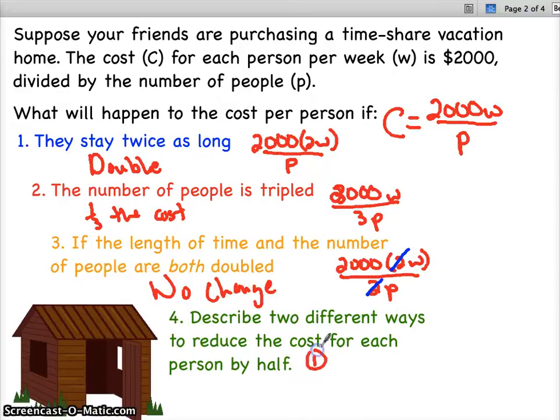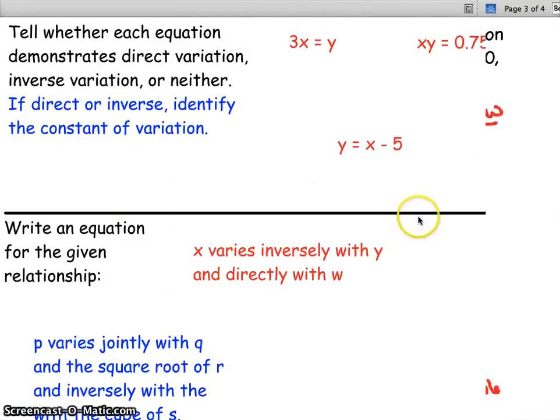Two great ways to reduce the cost by a half. Well, number one, invite half the people. Actually, sorry, take half the time. 1/2 the time cuts your cost in half. Or bring 2 times the people. If you double the people, everybody pays half as much.